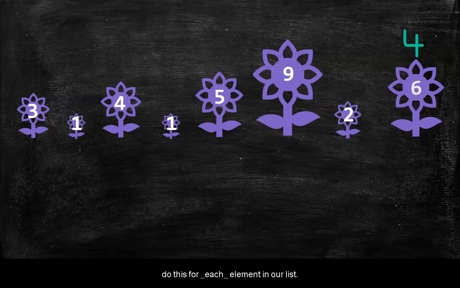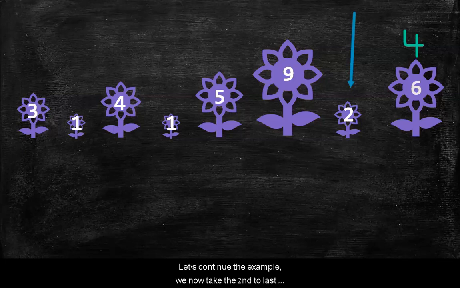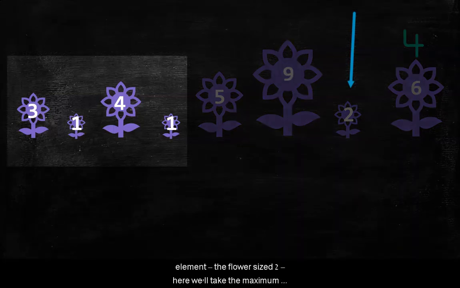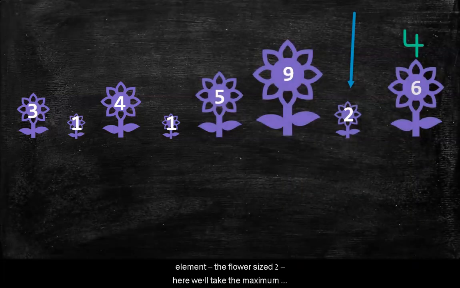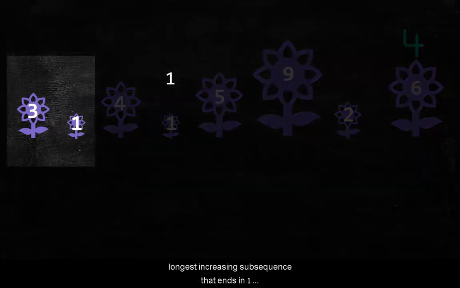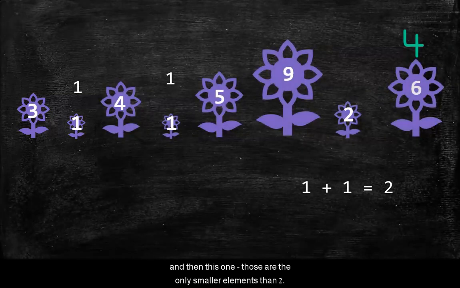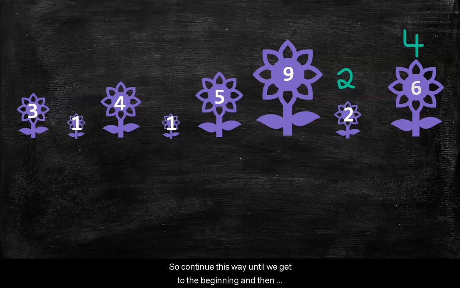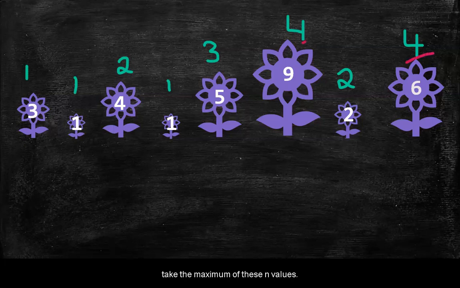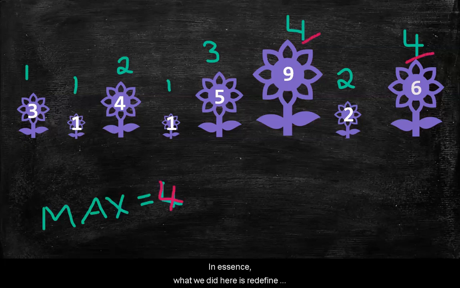Let's continue the example. We now take the second to last element, the flower size 2. Here we'll take the maximum longest increasing subsequence that ends in 1, and then we'll take the maximum increasing subsequence that ends in this other 1, and those are the only smaller elements than 2. So continue this way until we get to the beginning, and then we take the maximum of all these n values. In essence, what we did here is redefine the problem.